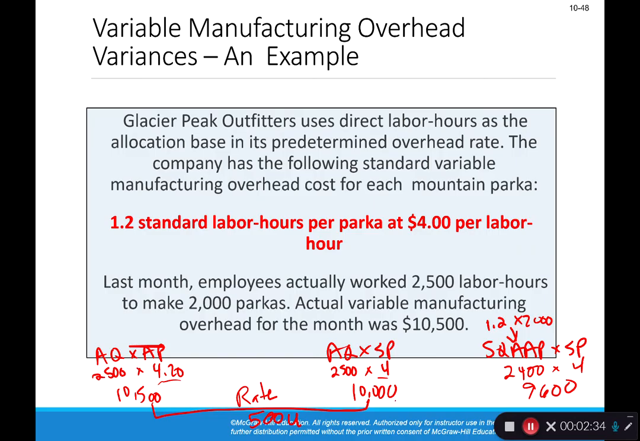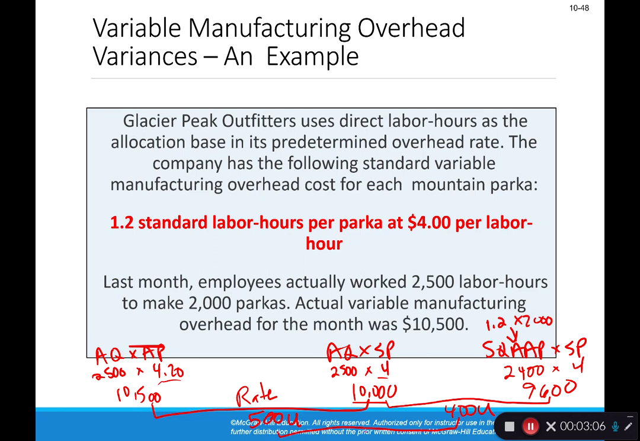On our efficiency side, you compare 10,000 to 9,600, you're going to get a 400 variance. And if actual is 10,000 and budget is 9,600, you have another unfavorable variance. So spending 2,500 hours when you were only allowed to spend 2,400 means you have another unfavorable variance. Spending more, bad.